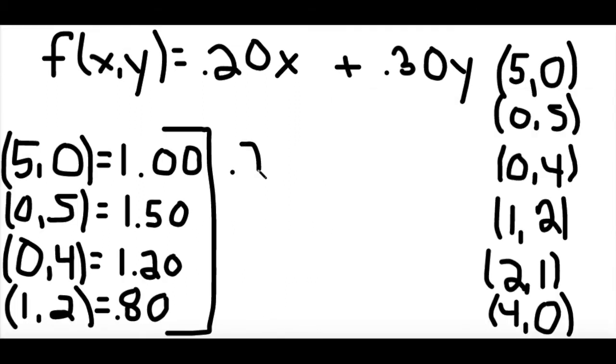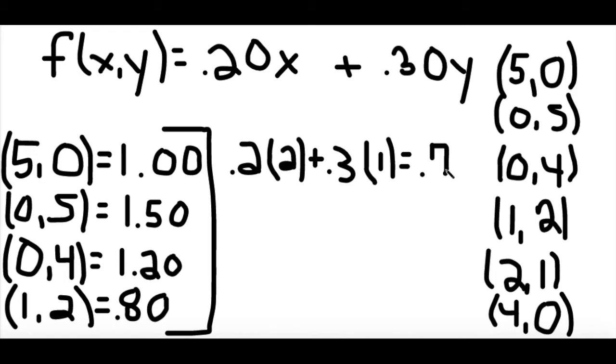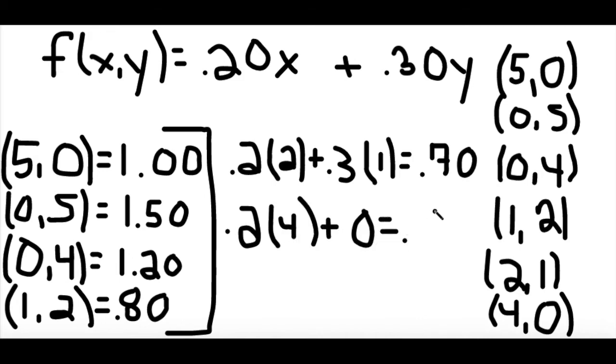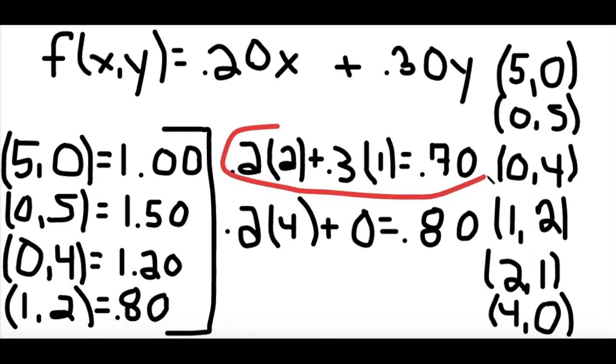Our fifth point is (2, 1), so we'll be multiplying the 2 by 0.2 and adding that to 1 times 0.3 to give us an answer of 70 cents. And for our last point, (4, 0), we'll be multiplying the 4 by 0.2 and the 0 by 0.3 to give us an answer of 80 cents. Now you can see our optimal point is clearly (2, 1), coming out with the cheapest option of 70 cents.